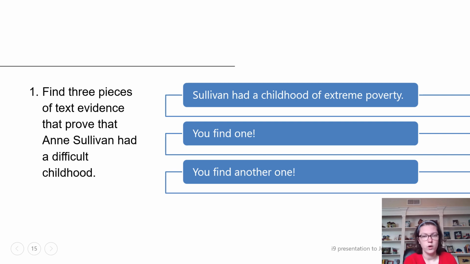Okay, so I've given you one. Your job is to go back and find 2 more pieces of text evidence. Now, how are you going to do that? Well, I'm going to post the article in the assignment, or you can pause the video and scroll back and look at that part of paragraph 1 again. Okay, so you need to find 2 more pieces of text evidence that prove that she had a difficult childhood. Remember, difficult means hard. So she had a rough life at the beginning. I know you're able to do this.